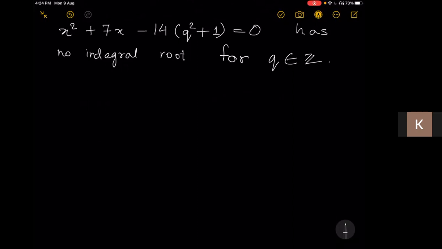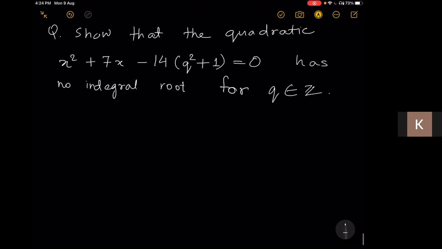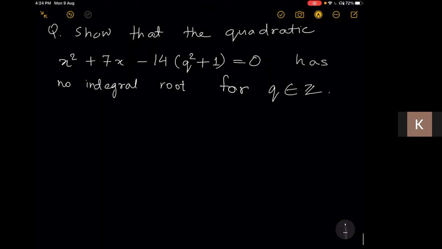How do you approach this? Obviously, by the quadratic formula. But like by contradiction, you find the solution and then you show that the solution is not an integer, something like this. Okay, but there is a number theory method also. I'm just showing you that.